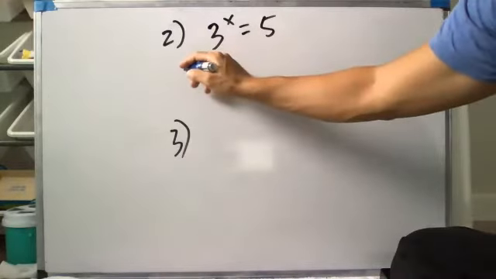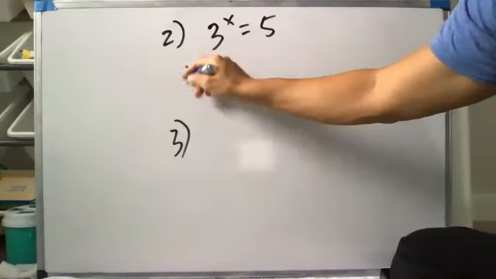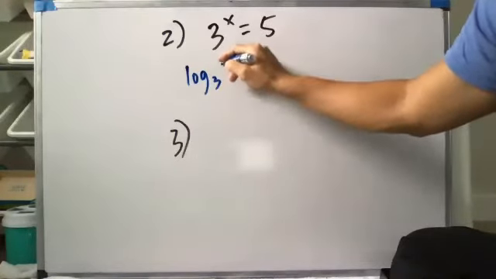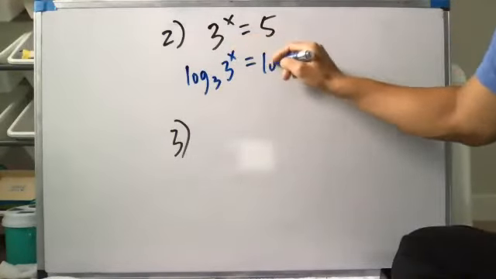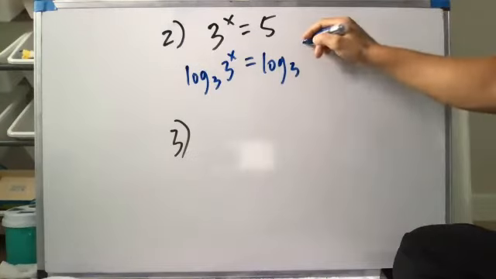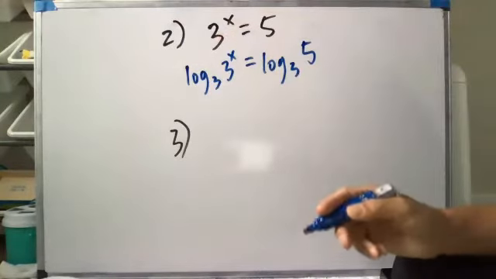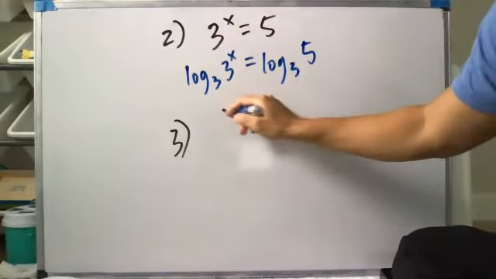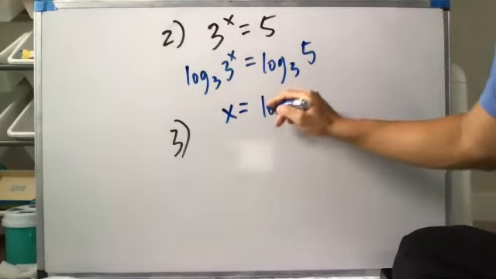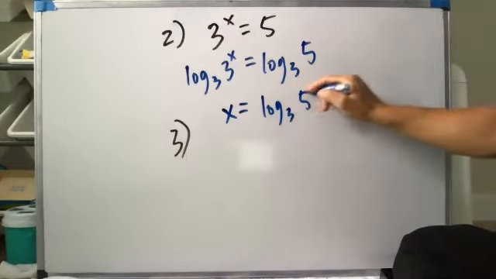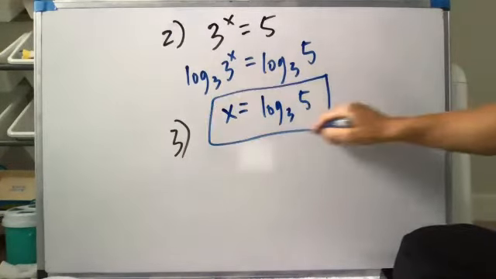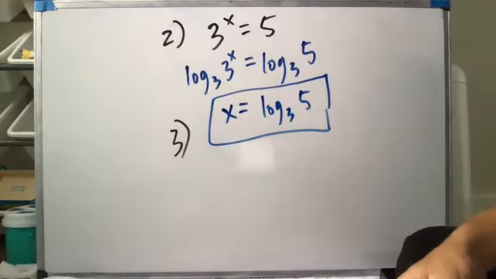So to solve this, we're going to take logs of both sides again. Let's do log base 3, because that's the base of this guy, right? So the 3's will undo each other. I just get x is equal to log base 3 of 5. And that's the exact answer right there. So that's the answer to number 2.